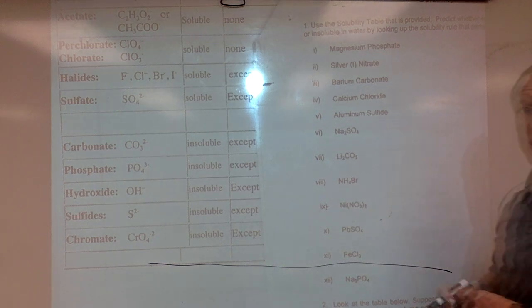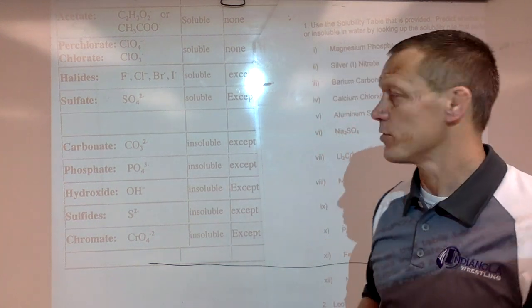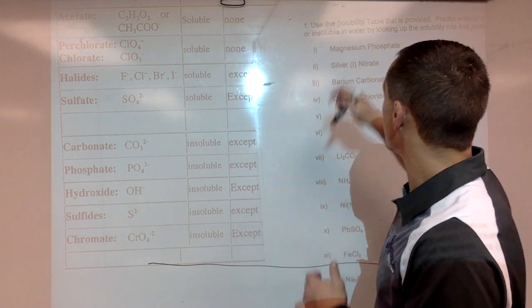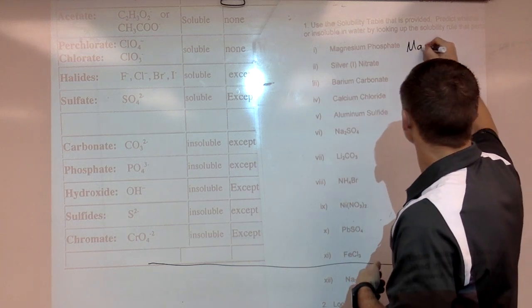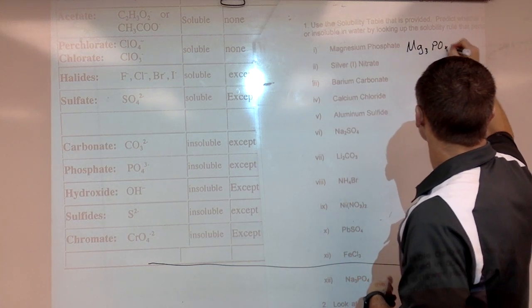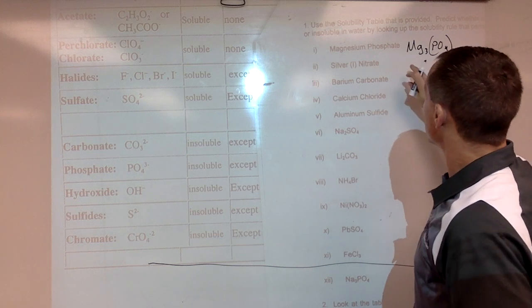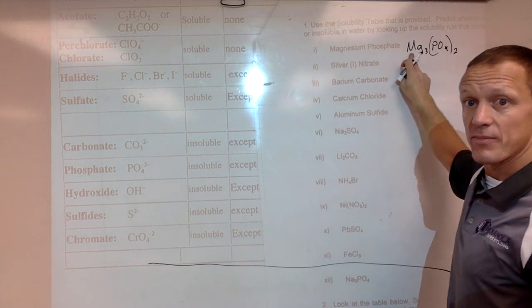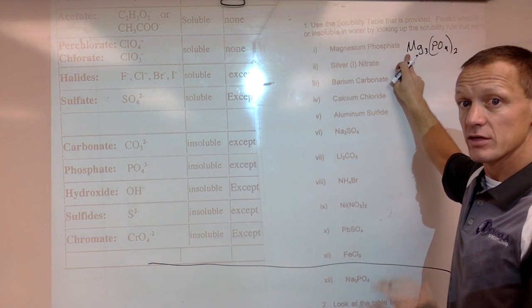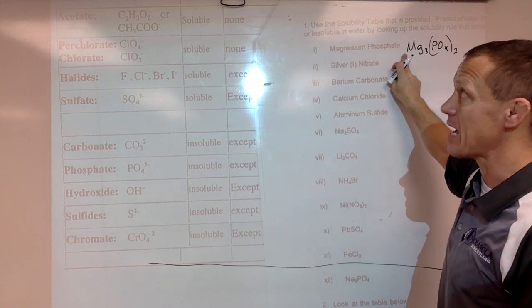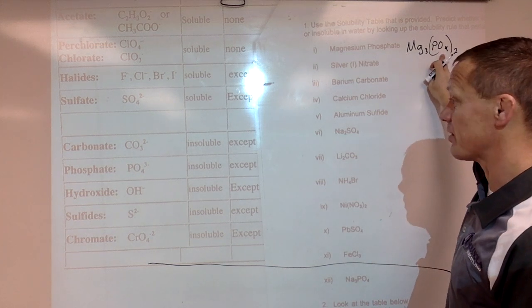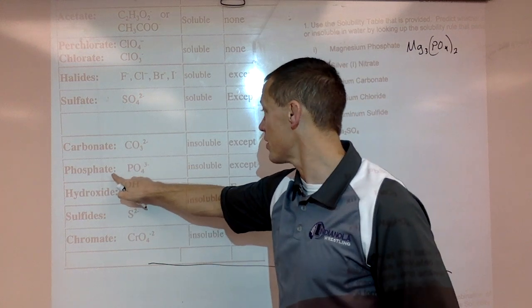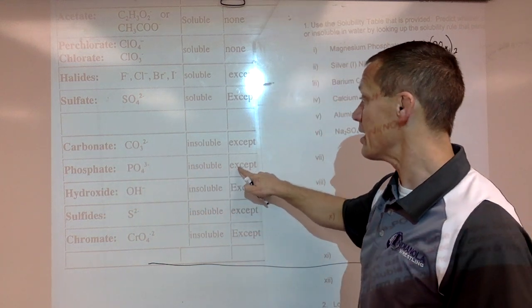So if I ask you to predict if things are soluble or insoluble, like magnesium phosphate. So magnesium phosphate is this compound. I always look first of all and say, okay, is this a family 1 element? If it is, it always dissolves. Magnesium is not family 1. So now we find phosphates on the list. Phosphates are on there. Phosphates are insoluble except with family 1.